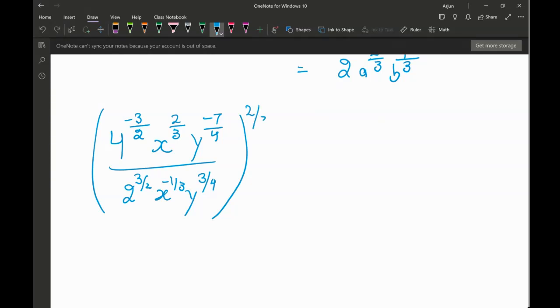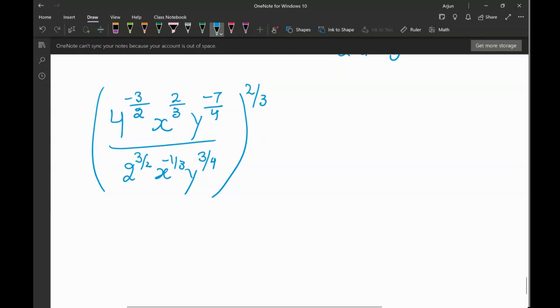Now how am I going to simplify this question? The first thing I need to do in this kind of question is seek out if I can cancel some of the terms within the bracket. So I will write this one as 2 raised to the power 2 times negative 3 over 2. Right, and then on the bottom I cannot do anything.